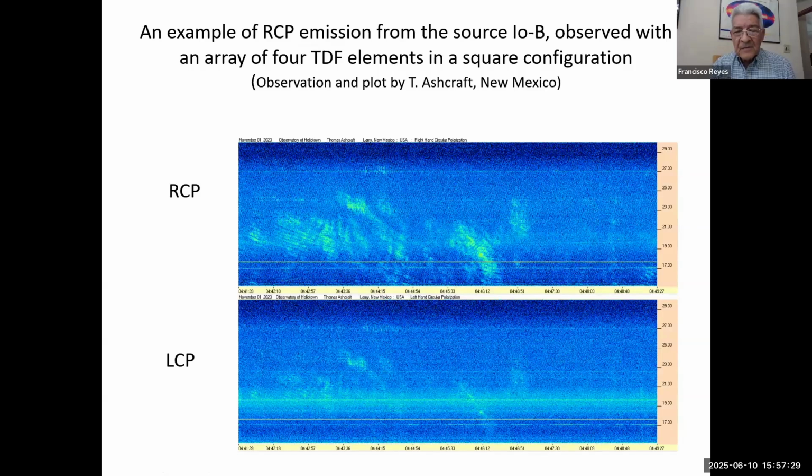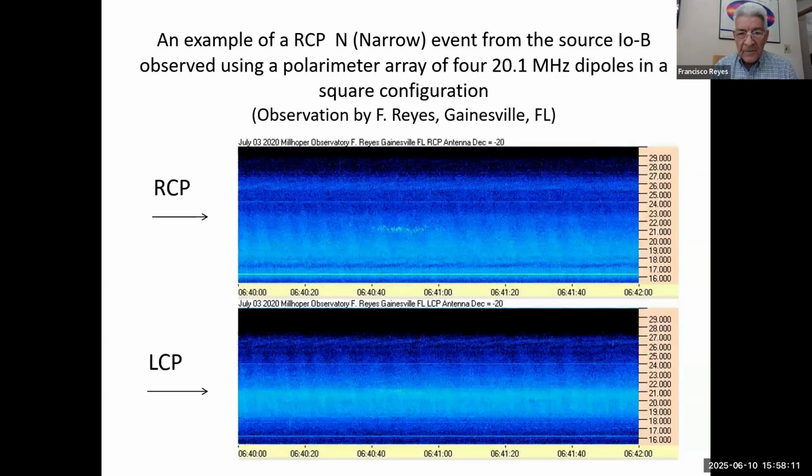So here is one example from Tom Ashcraft in New Mexico. He's using terminated folded dipoles in a square configuration, so he can get the right hand and left hand. Here is an emission from the Io-D source, and you can see that the emission is much more intense in the right hand than in the left hand, but you can see a little bit in the left hand also. The big advantage here is that he has a wider bandwidth using the TFD component.